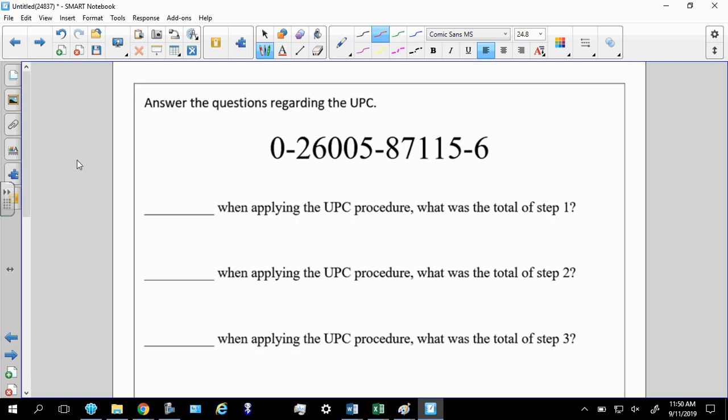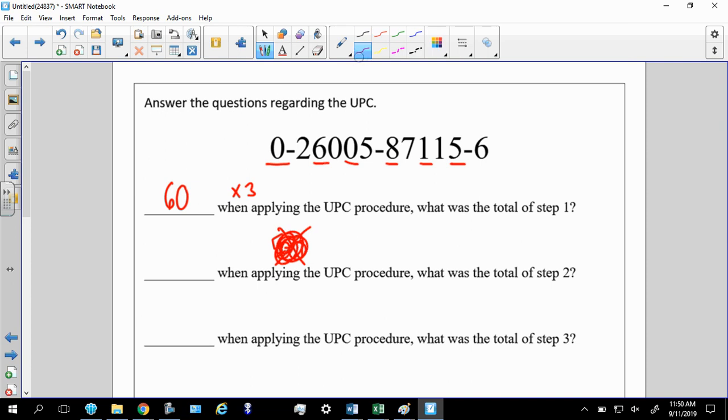All right, next question is dealing with the UPCs. If you remember, when applying the UPC procedure, what's step 1? All right, starting with the first number, skipping every other number, adding it all up. And then remember, you're timesing it by 3. UPC times it by 3, you get 60. Now, remember with the UPC, you do not have the 5 to 9. You don't have that step. All right, so that's a non-step in this case.